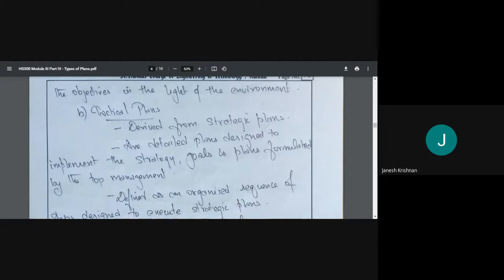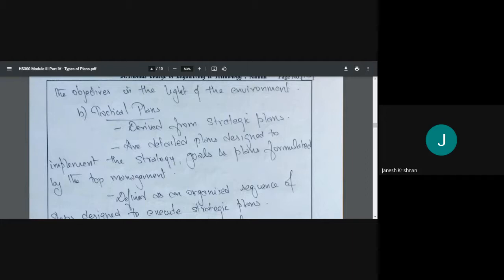In a war scenario, we have both strategy and tactics available. We need to capture that point. That's our strategy. So if we capture the point, we have a benefit. How are we going to do that? That is our tactics, our ideas. So tactical plans are detailed plans designed to implement the strategy, goals and plans formulated by the top management.